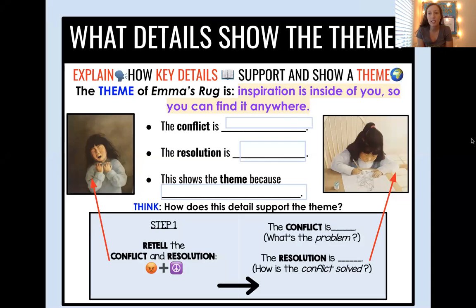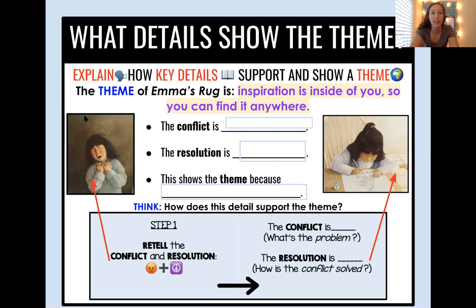So some of the key details are going to be not only the words, but some of the illustrations in the story. So we have these two illustrations right here that are going to help us with step 1. Step 1 wants us to retell the conflict. So what's the problem in the story? And also retell the resolution. How is the conflict solved?